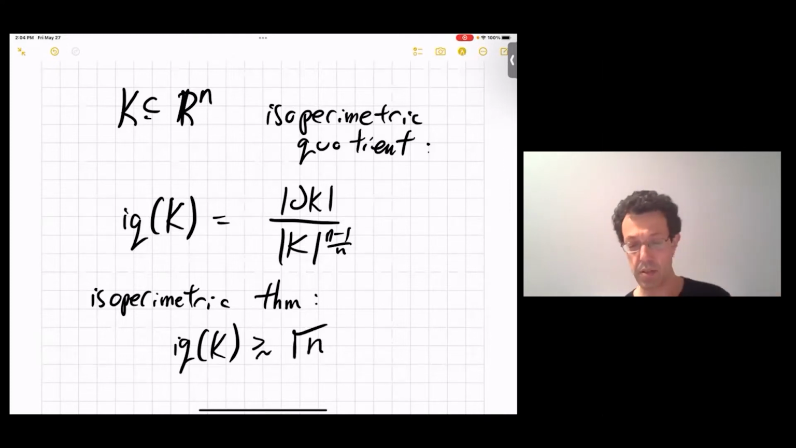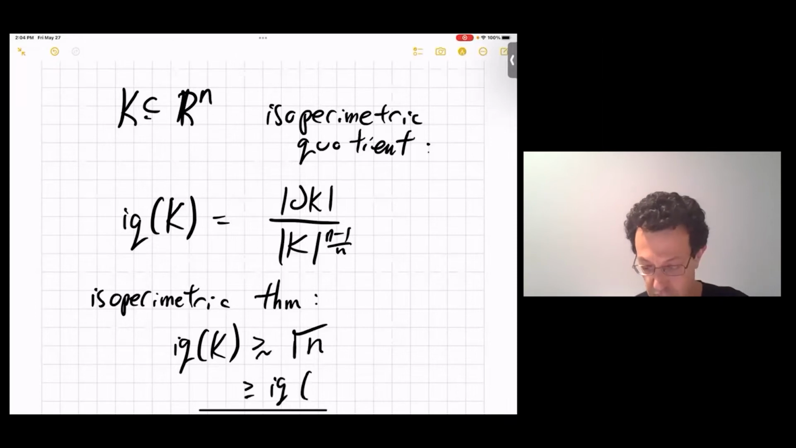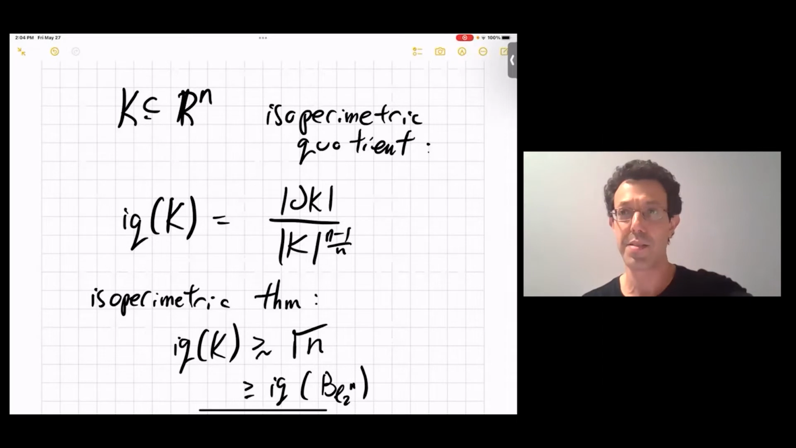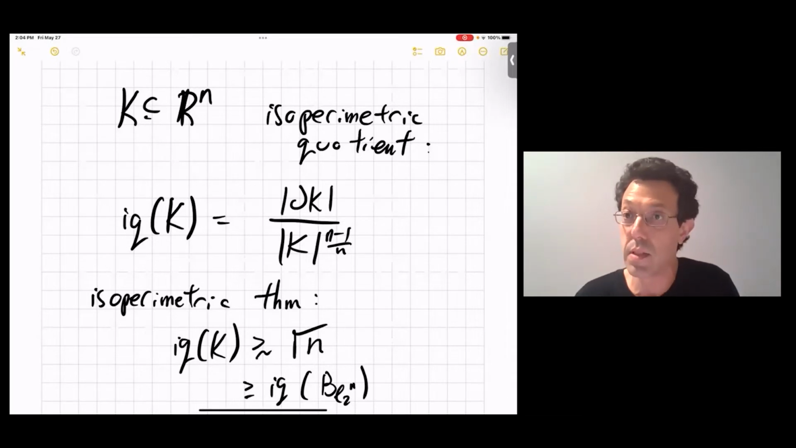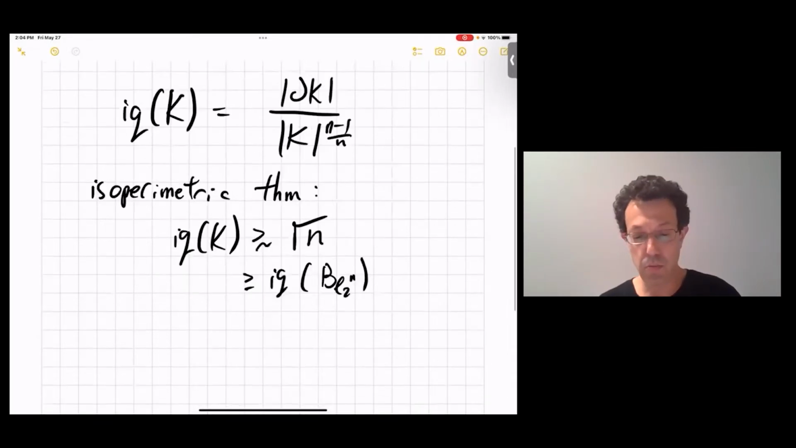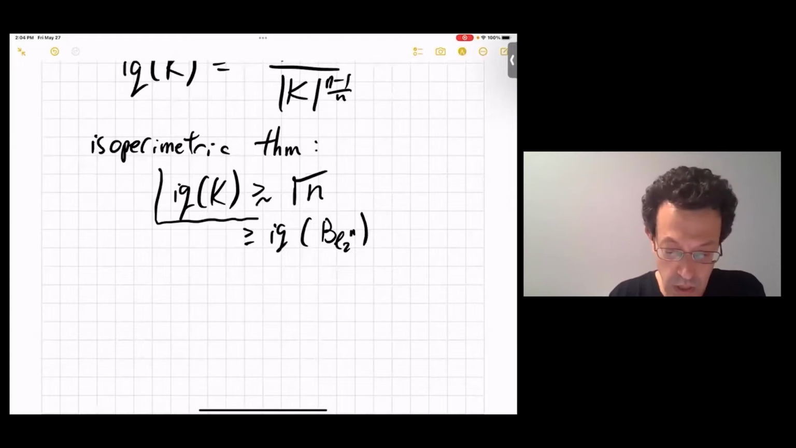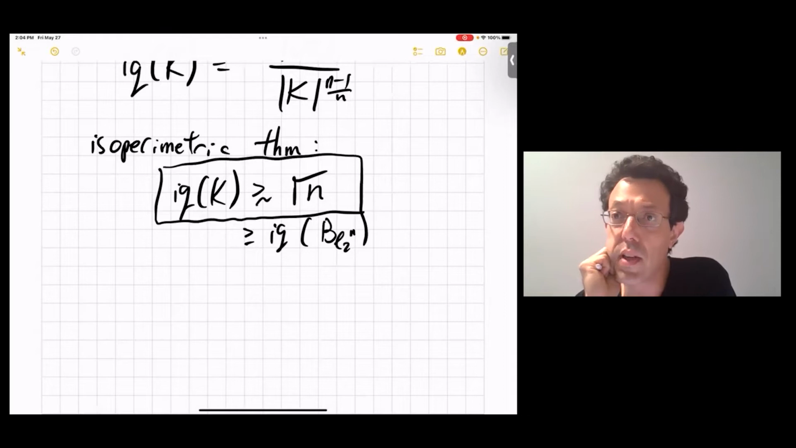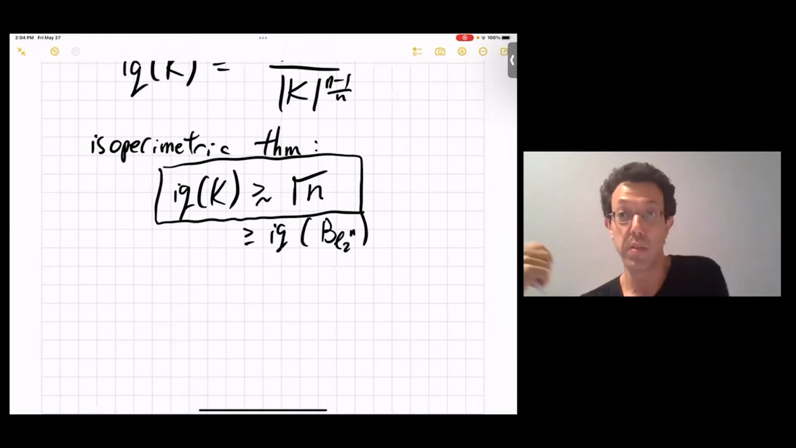We won't care about constants, it's at least root n, but it's at least the IQ of the Euclidean ball, the standard Euclidean ball. We don't care about the leading constant. It's just going to be relevant for what I'm going to be discussing next. So the thing to remember is that there's always a lower bound of root n for the isoperimetric quotient of every convex set, every measurable set in R^n.